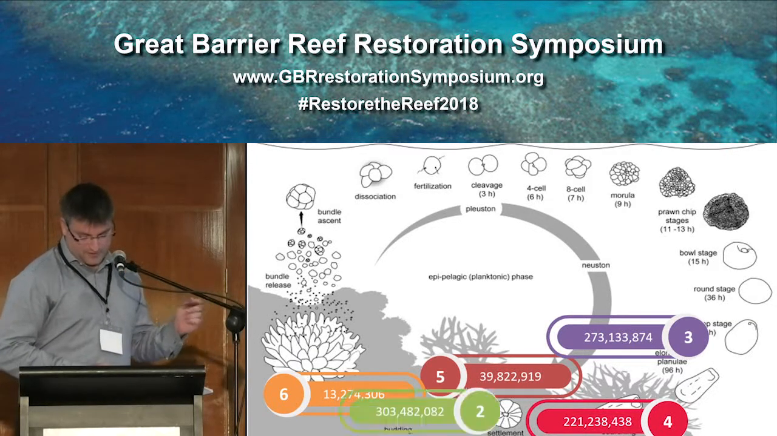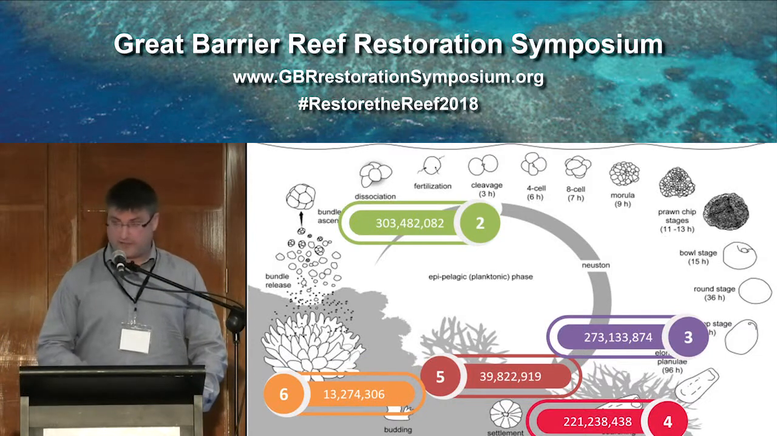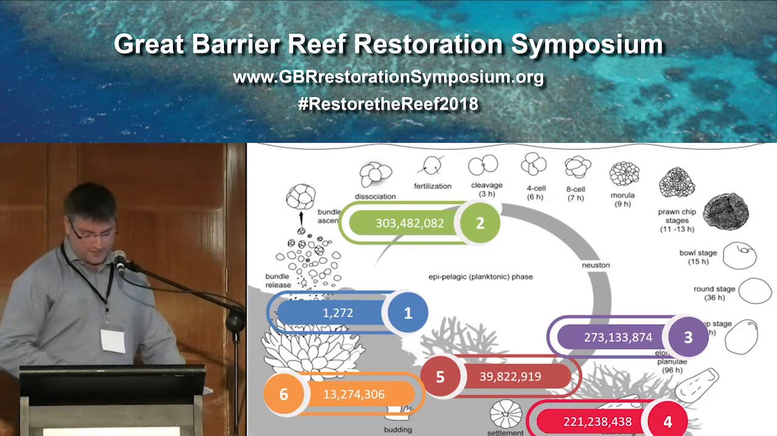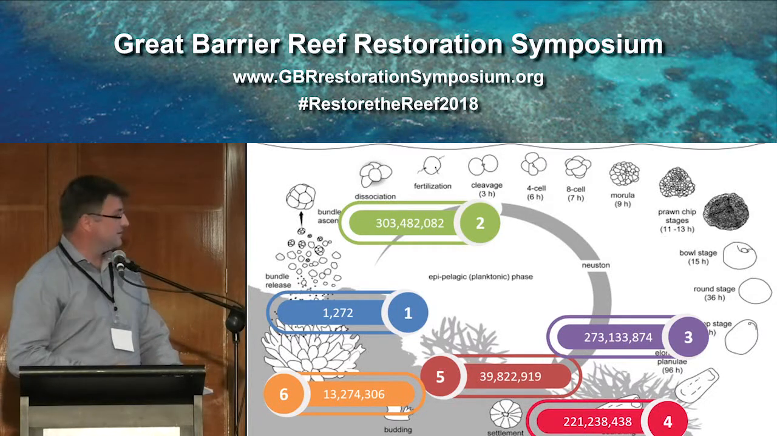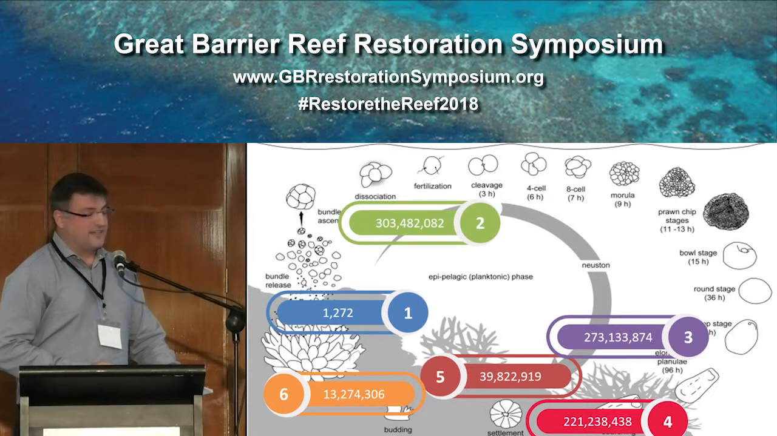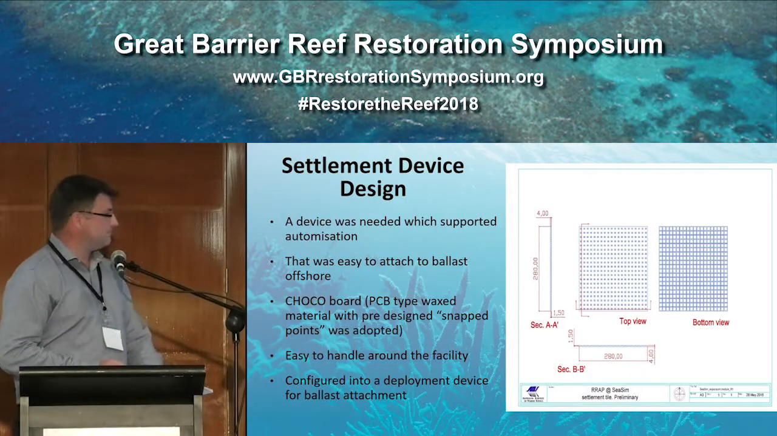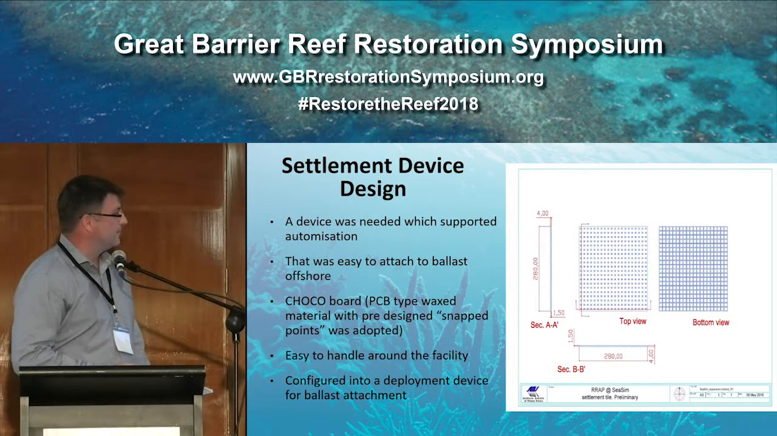We had to have 273 go into the larval rearing tanks. We had to have 303 million fertilised eggs. And we had to have 1,200 broodstock corals for our concept to work.